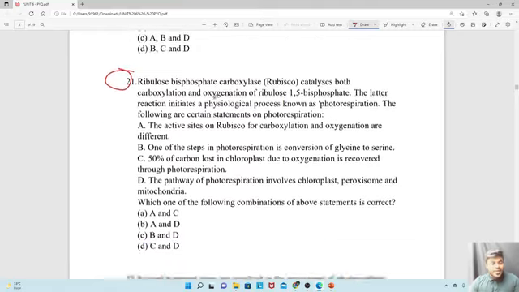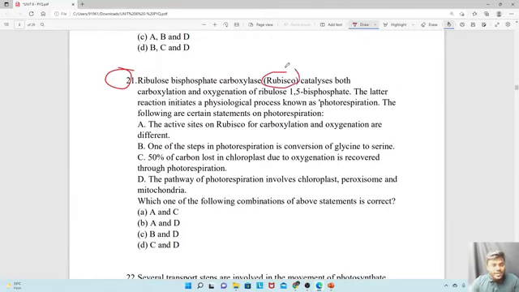Okay, friends, please ask me if you have any doubts. We all know very well, friends. Suppose, for example, this is the Rubisco. Rubisco is an enzyme. You tell me, friends, does Rubisco have two active sites? No, right? Every single enzyme has only one active site. Only to that one active site does the substrate come and attach. Very simple point. So option A says that the active sites on Rubisco for carboxylation and oxygenation are different. No, there is only one active site present.